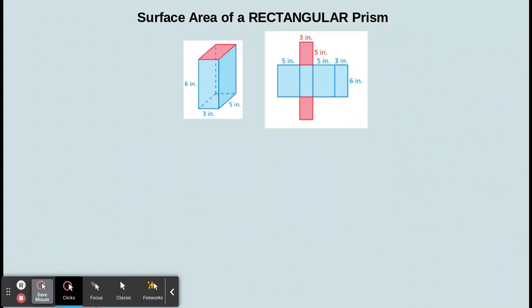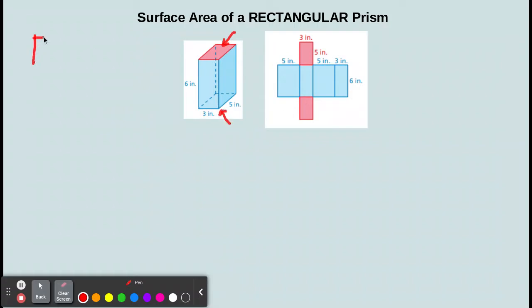Okay, so let's look at an example. In this example here, we're going to calculate the surface area of this rectangular prism in 2 different ways. The first way, we're going to take each individual piece and add them up. So we know we have 2 bases, and our bases have a side 3 and a side 5, but we have 2 of them. And together, 3 times 5 is 15, so 15 times 2 equals 30. So we took care of this top and that bottom.